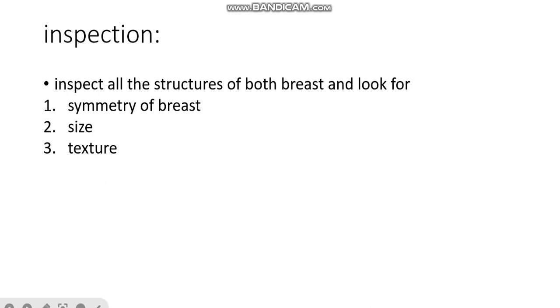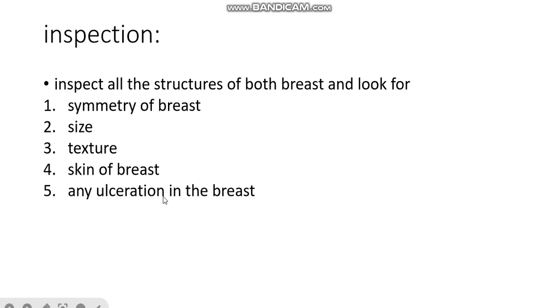In the case of inspection, we have nothing to do with palpation or touching the patient. We only have to see the pathological condition of the patient without touching, right? Then we have the skin of the breast. The skin and color of the breast are important because they give a clue about inflammation, like in the case of abscesses or ulcers, right? Then any ulceration in the breast.